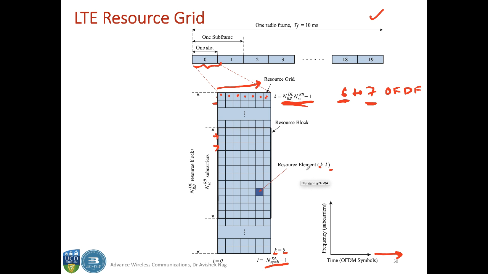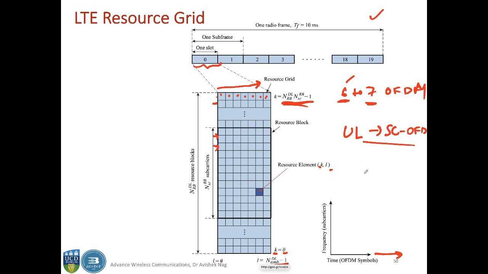Okay, so basically how many symbols you have for downlink. So this is 6 to 7. Okay, for uplink you are using single carrier OFDM, so that is a different thing. Okay, so for downlink you are using the OFDM symbols, and they are 6 to 7. So depending on that value, this L will be between 0 to 5 or 0 to 6.